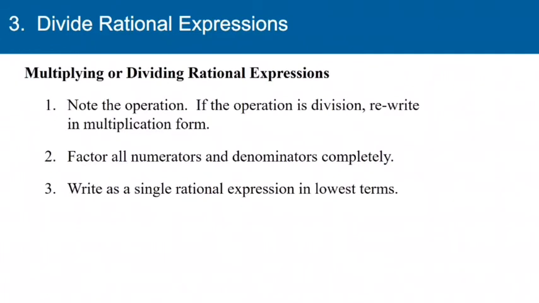Now, just as a recap of how we multiply and divide rational expressions, note the operation. If the operation is division, rewrite it in multiplication form. Factor everything in the numerator and the denominator, and then cancel out everything you can cancel out and write it as a single rational expression at the end. There is no need to multiply any factors back together. Leave it in factored form and you're done.